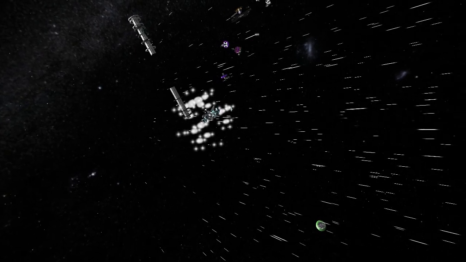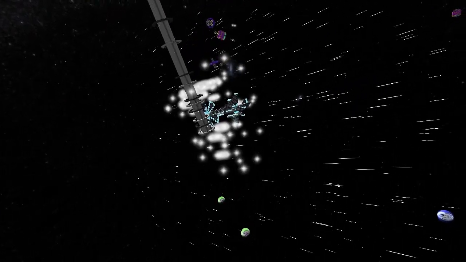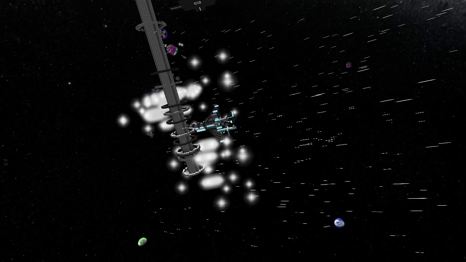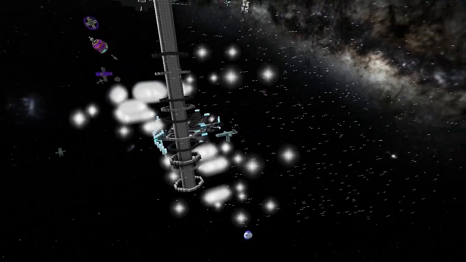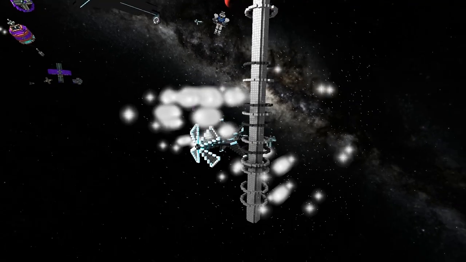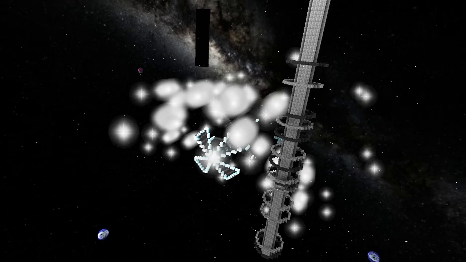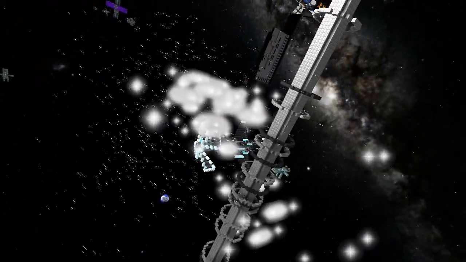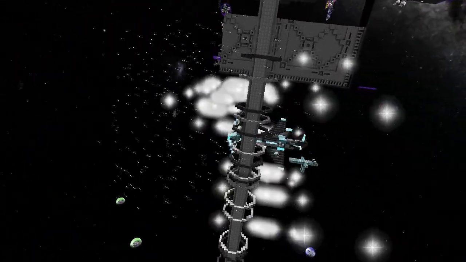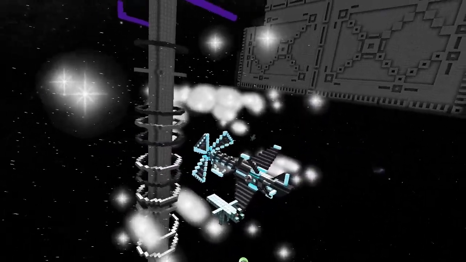What happened here? We have an insane number of beacons around this ship. I've just come back to my faction base. What? They weren't here before. Oh my goodness, what are they attached to?